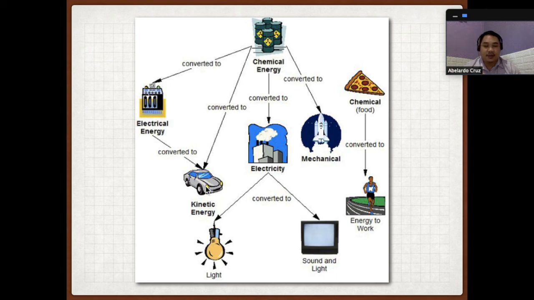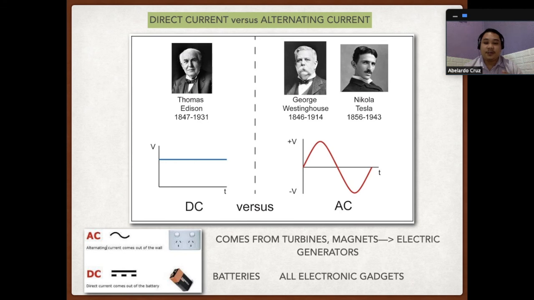And then also electrical energy can be used by our cars in order for the car to move, and that is kinetic energy. And we also have electrical energy, which is in the form of electricity, wherein that electricity can be converted into light. Of course, if we are using television, we are converting from electrical to sound and light. Now, it is important also for us to have this electricity.